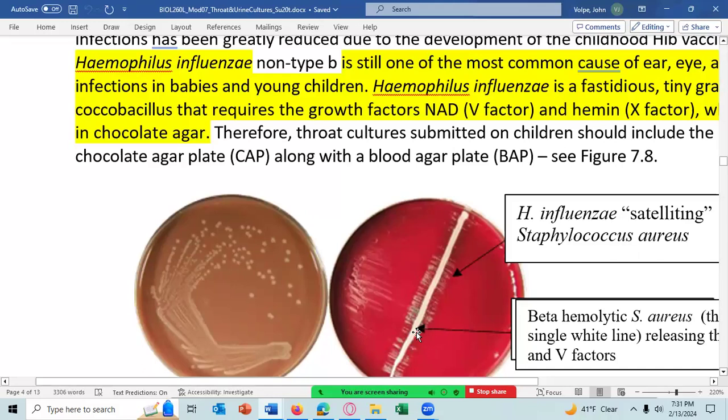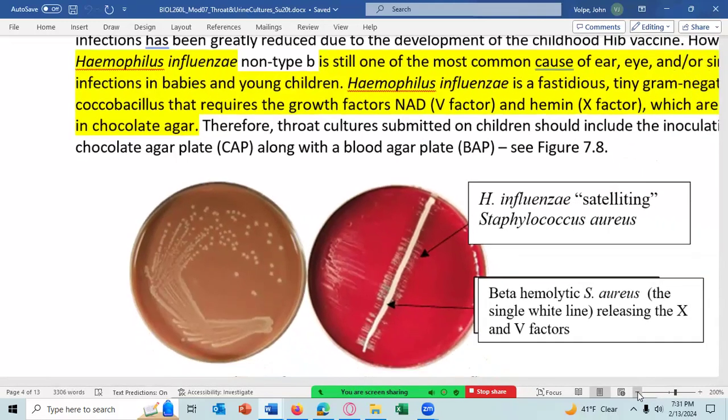And the reason why the Haemophilus influenzae is growing in this region is because the Staphylococcus aureus is lysing the red blood cells, which is releasing the growth factors required by Haemophilus influenzae. And then the growth factors are diffusing out to about here on the blood agar. Any question about any of that? Let me shrink this down.